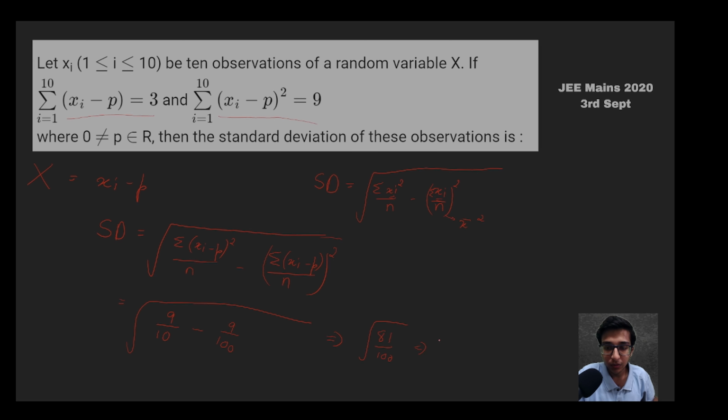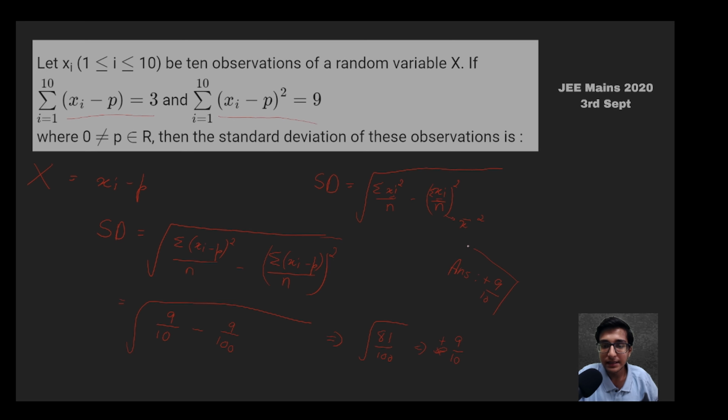This would be equal to plus minus 9 by 10. Now of course, since this was a numerical based question and it has been mentioned here that p is not equal to 0, p belongs to R, this means the negative answer cannot be considered here. You have to reject that. So our answer to this question would become plus 9 by 10.